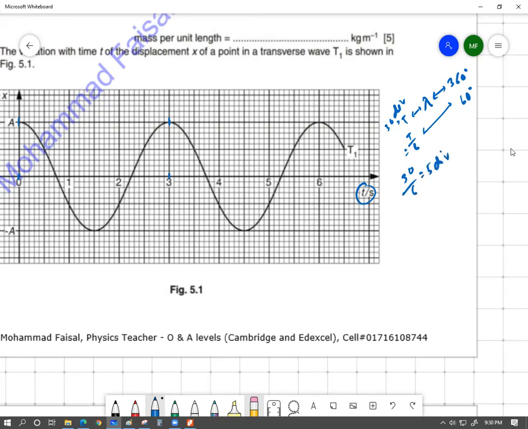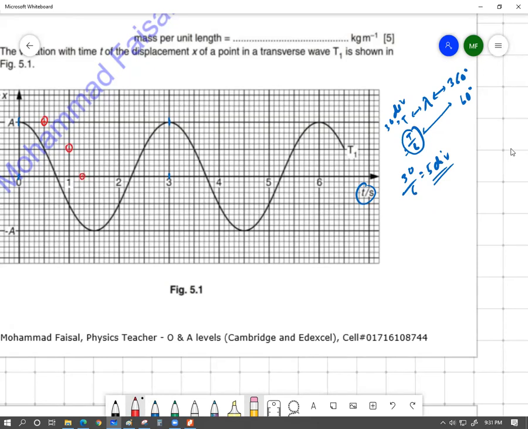T by 6, 30 by 6, is 5 divisions. It means that now we have to shift the entire wave 5 divisions to the right. So what is the easier way to do this? Let me draw this for you. I'm going to use red. So let's say I'm going to shift this point over here, I'm going to give a circle dot. This point over here, circle dot. This point right over here, circle dot.